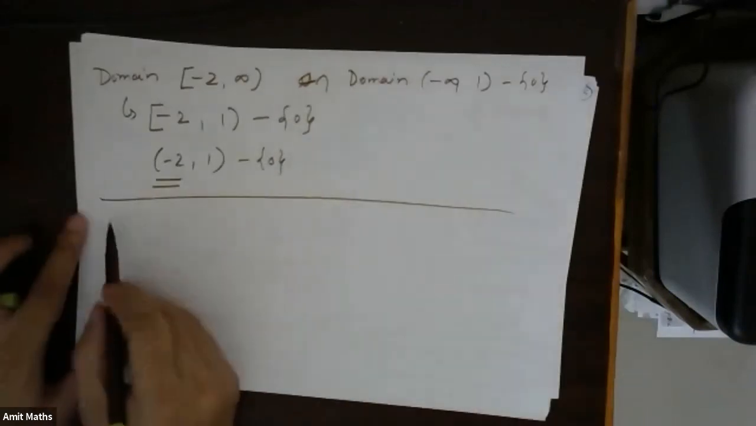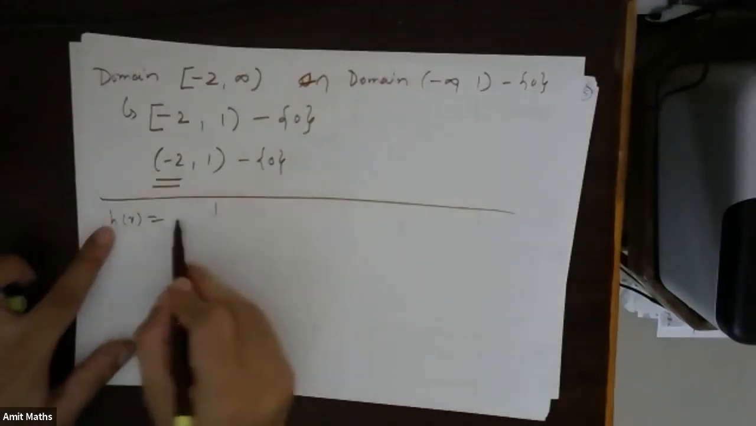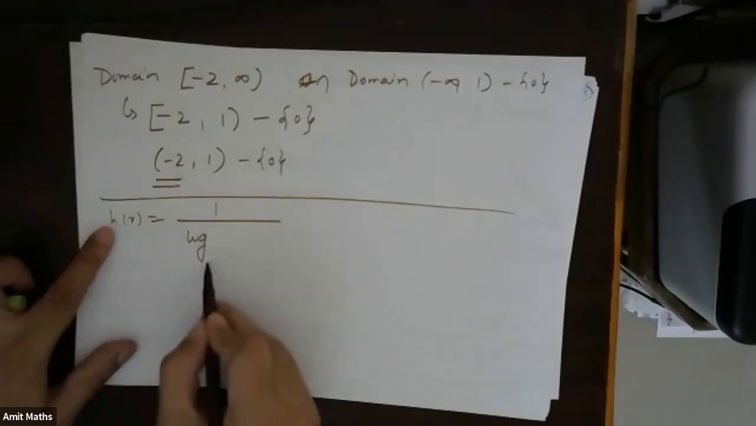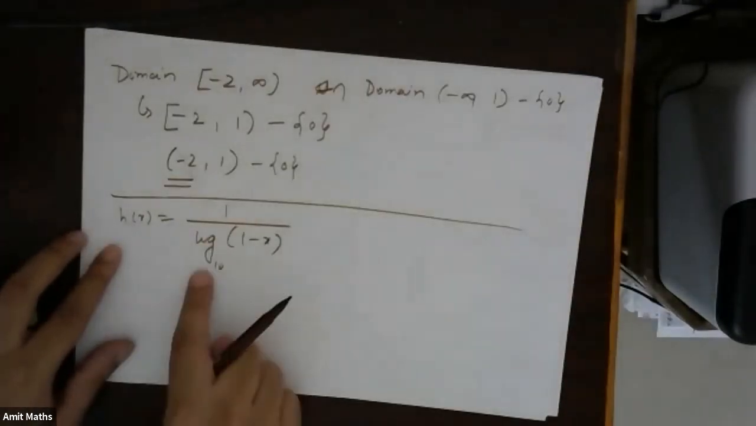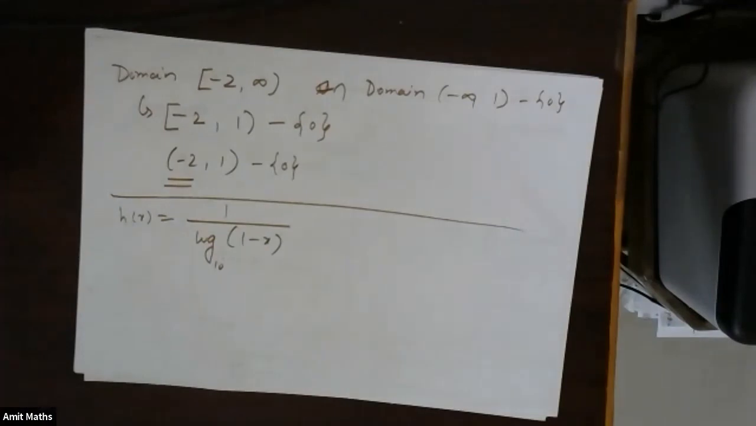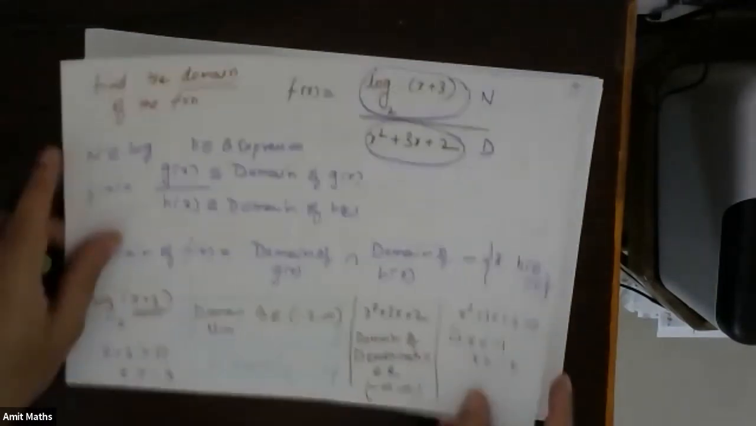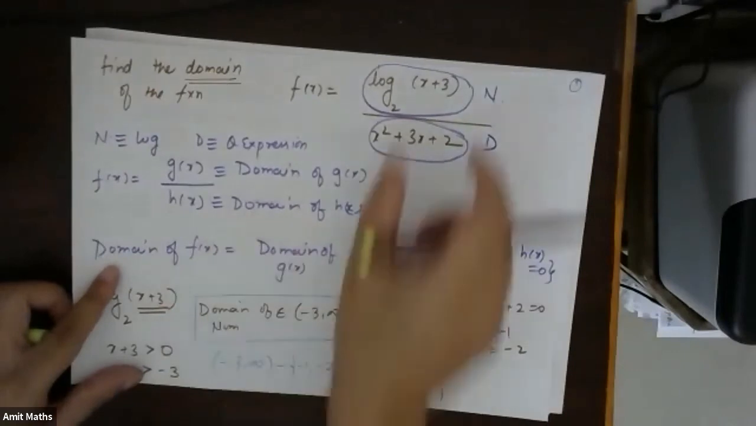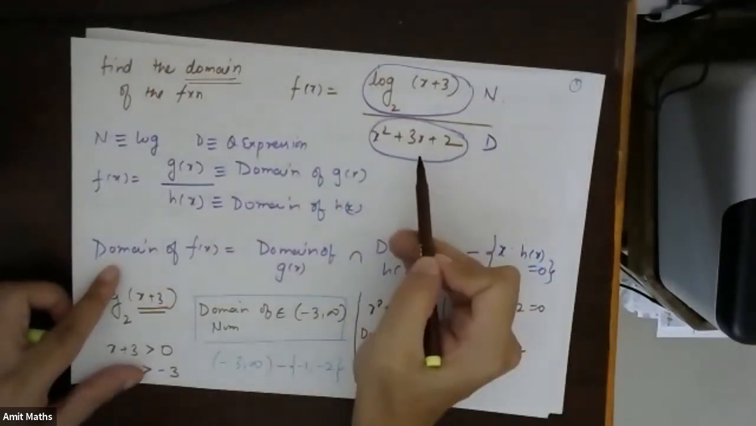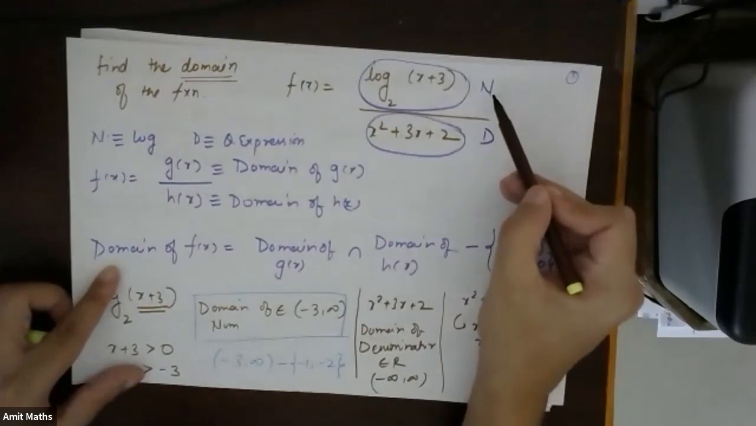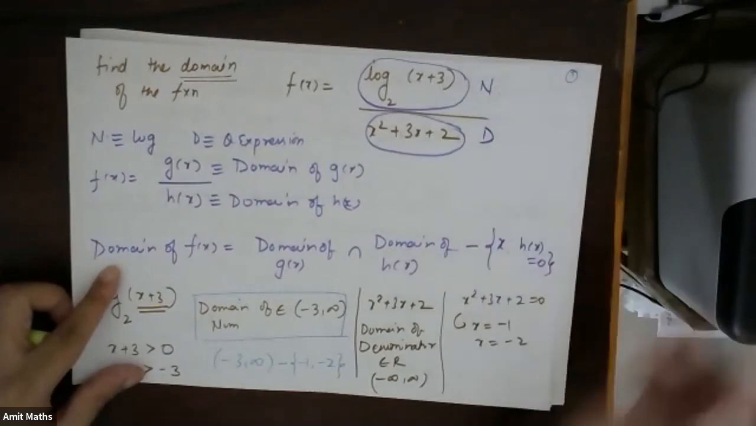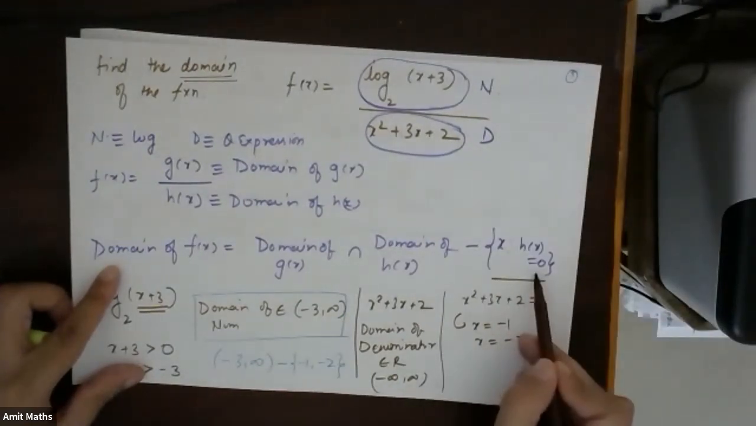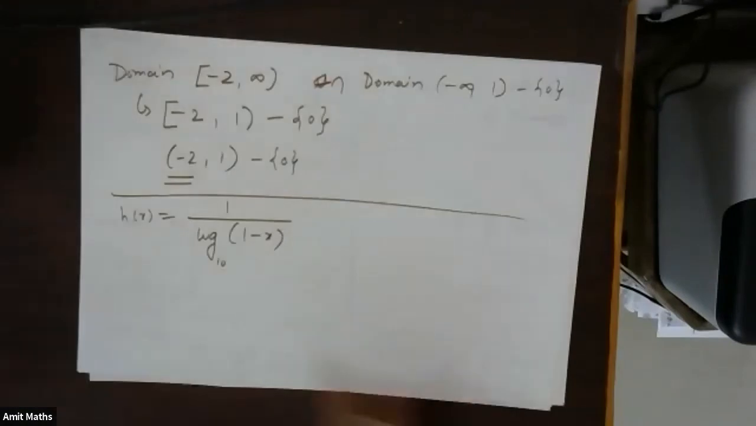So h of x is given as 1 upon log base 10 of 1 minus x. Now in this question I had two different parts, numerator as well as denominator. So what I did, I found the domain of numerator, I found the domain of denominator, minus when the denominator is equal to 0. I will do exactly the same thing for h of x.